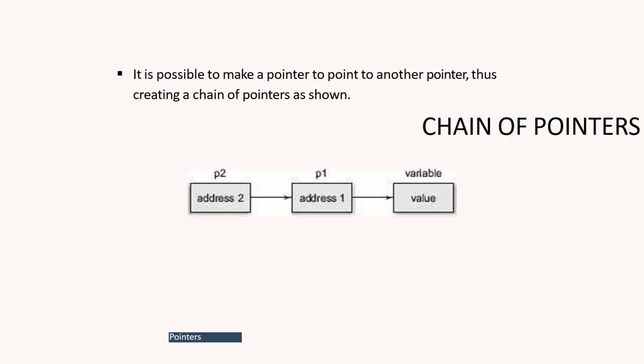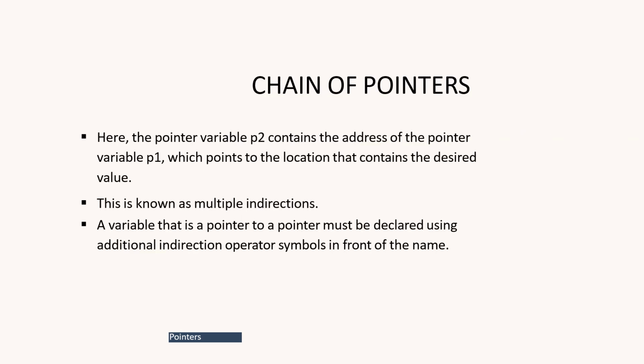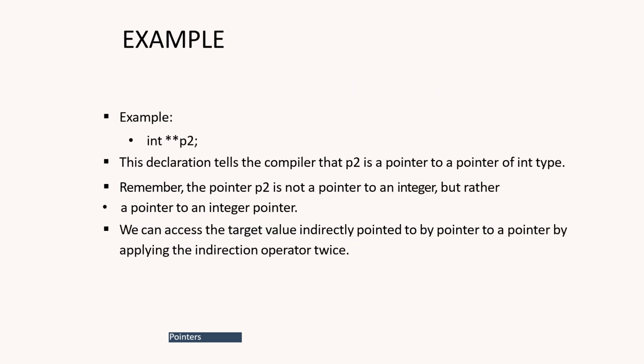It is also possible to make a pointer point to another pointer, creating a chain of pointers. You can look at address 2. Inside address 2, you will have the address of 1, and inside the address of 1, you will have the value. Here the pointer variable P2 contains the address of the pointer variable P1 that points to the location which has the desired value. This is multiple indirection.